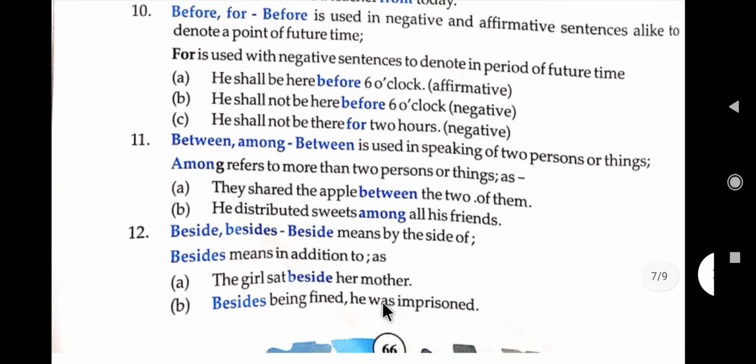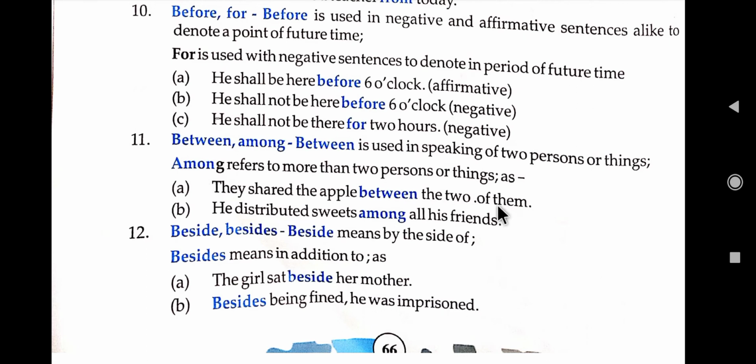Among. Between is used in speaking of two persons or things. Among refers to more than two persons or things. Whenever you are talking about two persons or two things, then you always use between. But if you are talking about more than two, then you always use the preposition among with them. See the example. They shared the apple between the two of them.